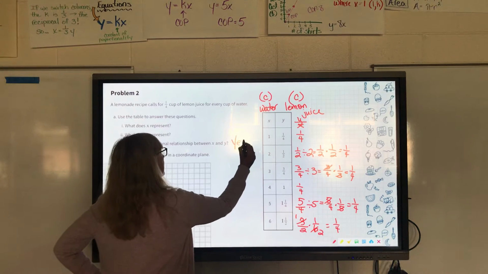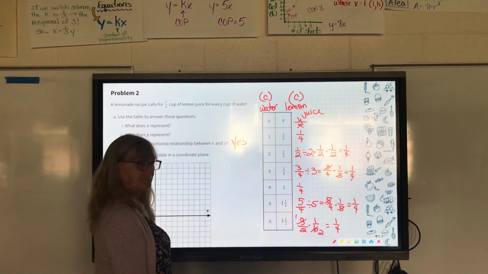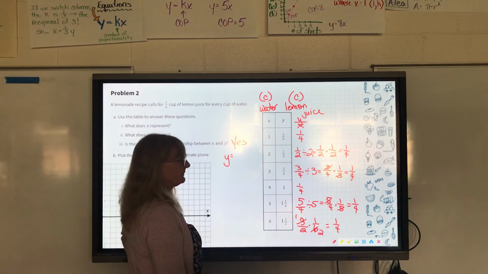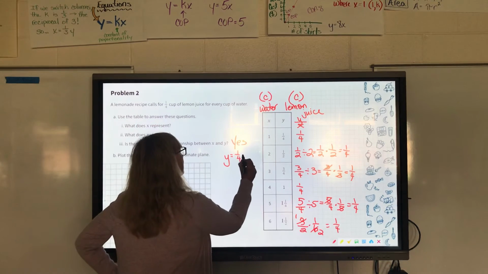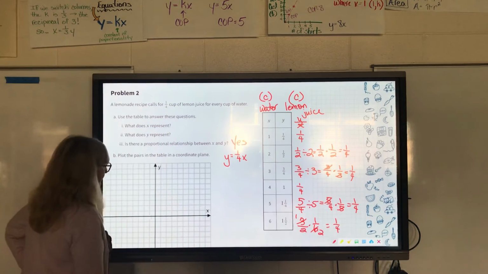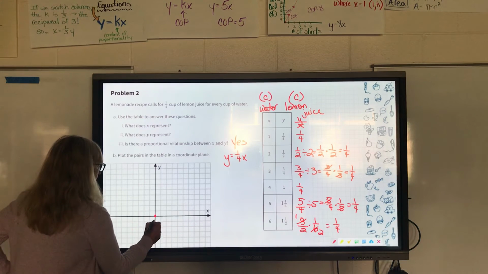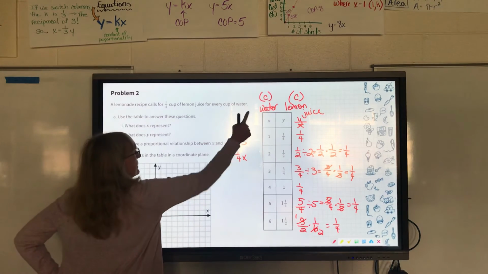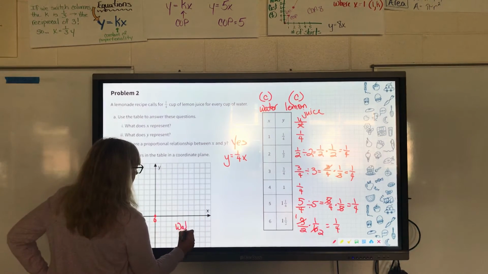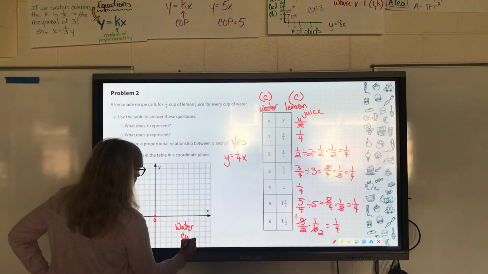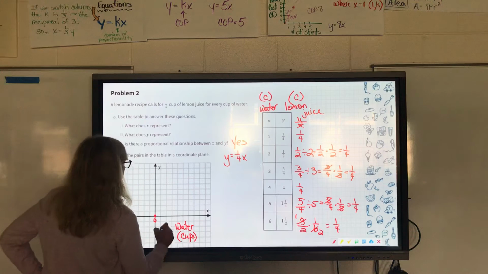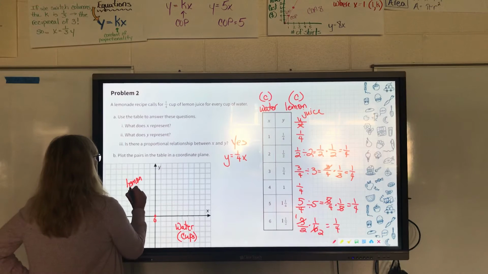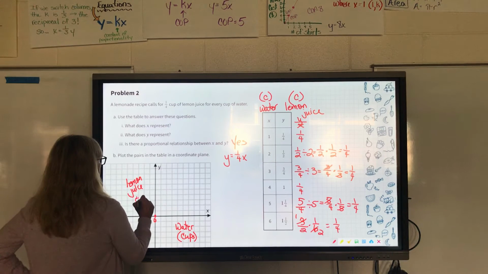Yes. Okay. What would the equation be? Y equals 1/4 x. There we go. All right, now let's graph it. Our point of origin is right here, so that's 0, 0. Our x-axis is water in cups. We always have to label. Okay. Our y-axis is lemon juice. And that's also in cups.